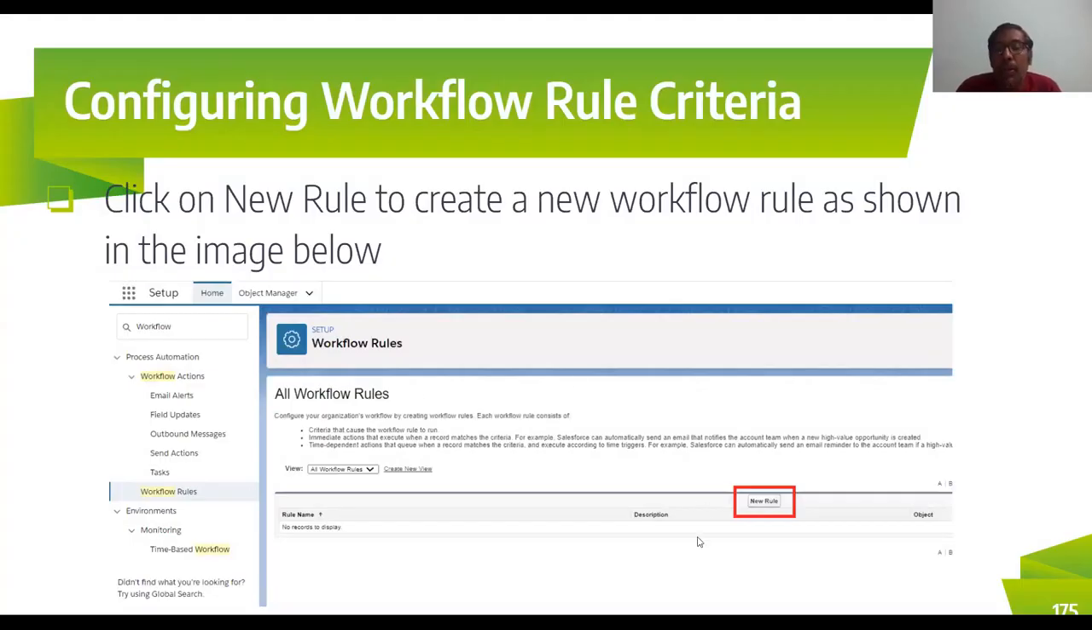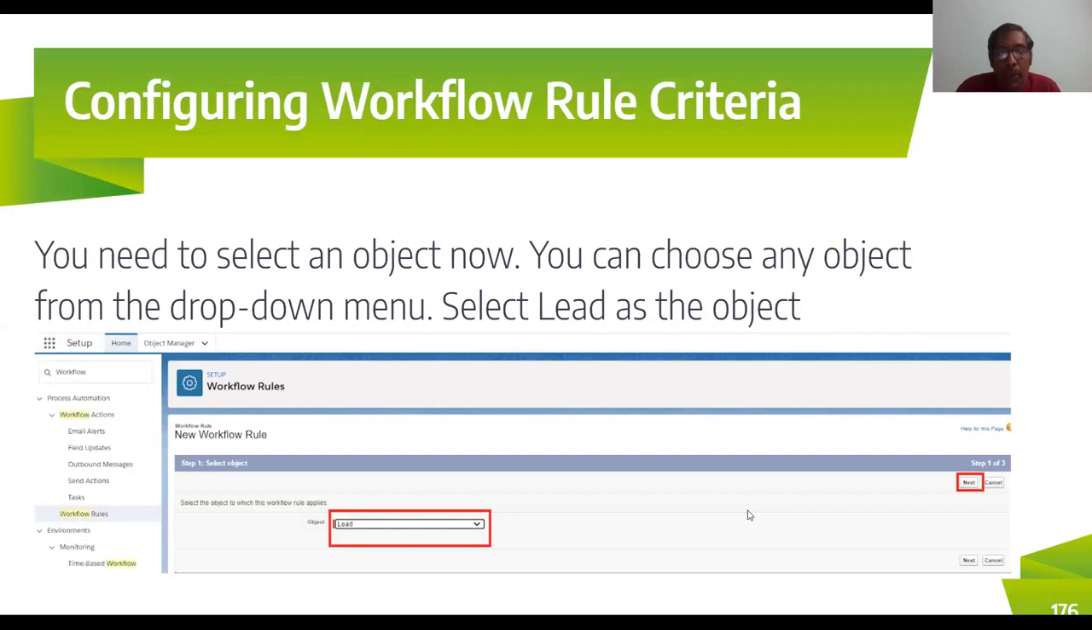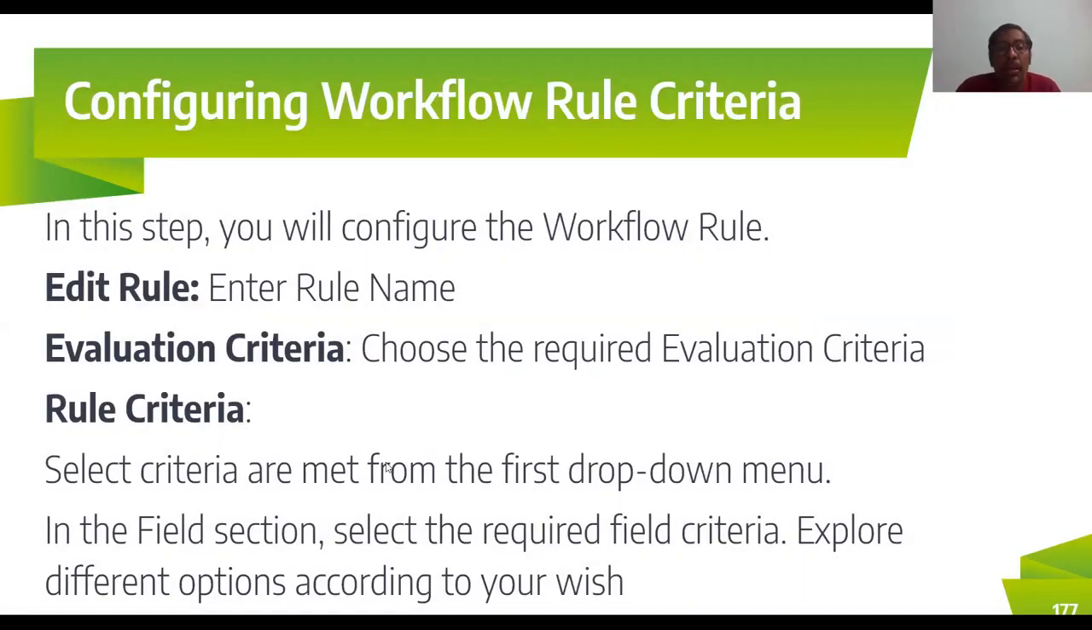Now in this page, you're going to create a new rule. You click on new rule, right? So the first step is to click on new rule, and it takes you to this page. First, you select the object name from the pick list. For example, in this scenario, I'm going to select the lead object from the pick list, right? When the object is selected, click on the next button. Now you're going to enter the rule name, then specify the evaluation criteria, then specify the rule criteria.